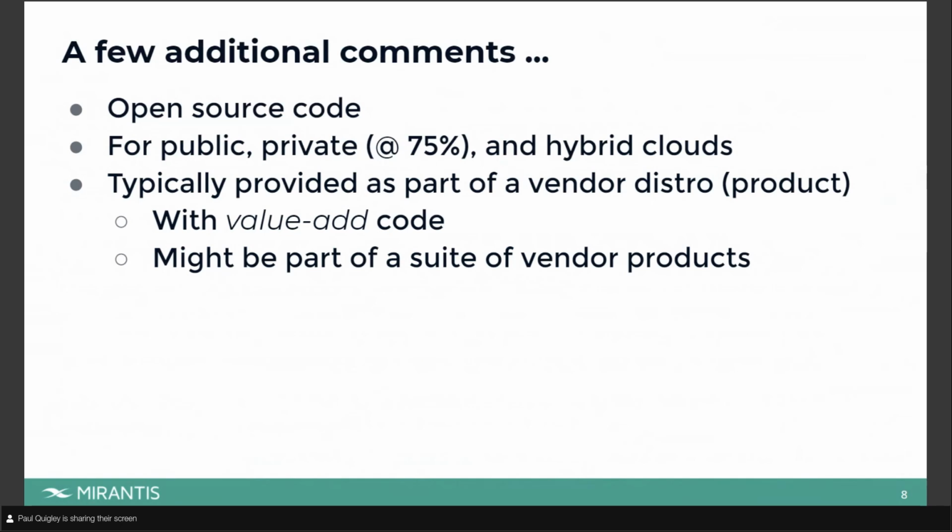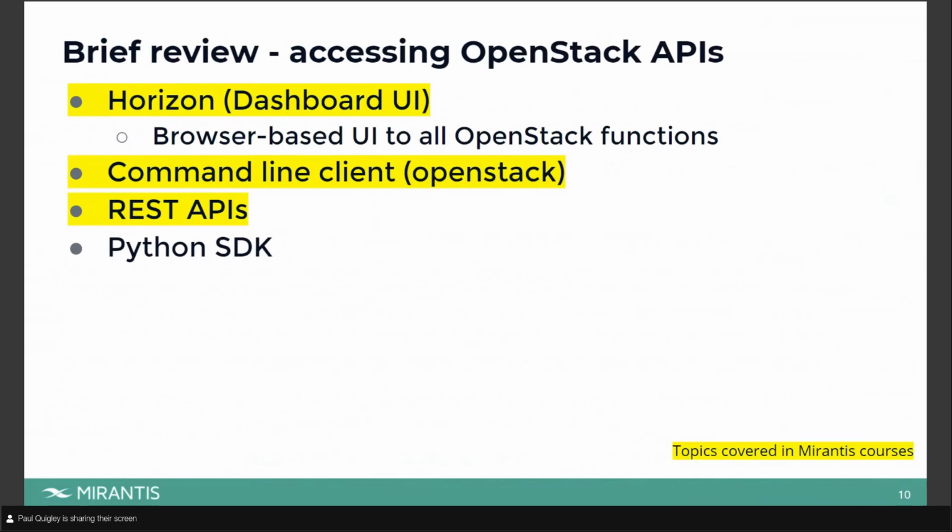OpenStack, the foundation, runs a survey every year of their user community, and OpenStack itself is used for public, private, and hybrid clouds, with about three quarters of the customer base using it for a private cloud. So just a little bit more information than the previous slide.